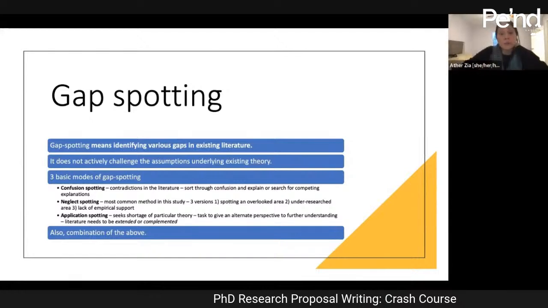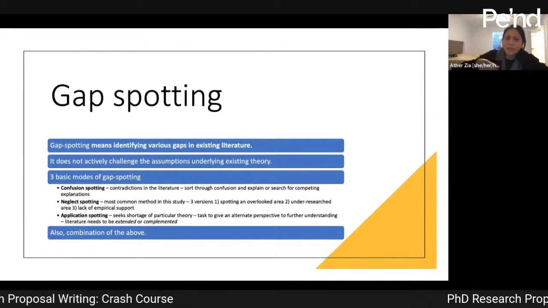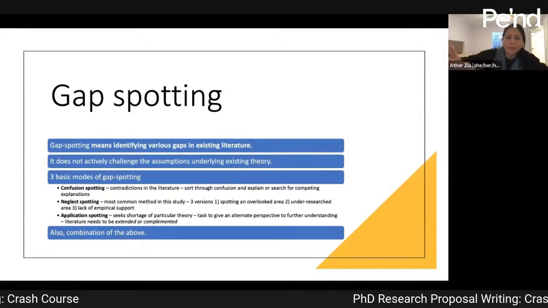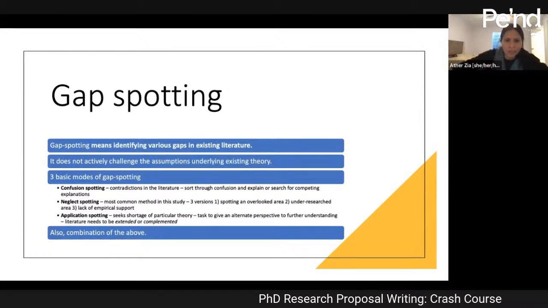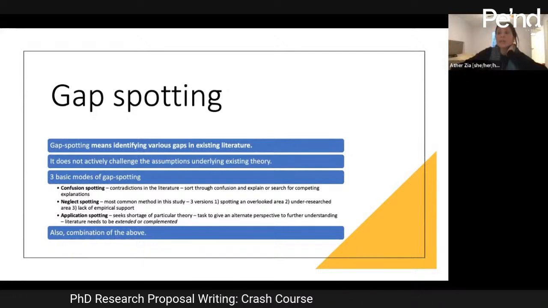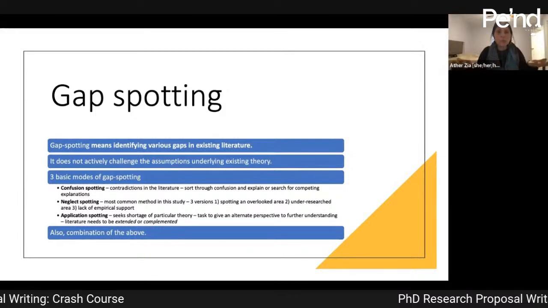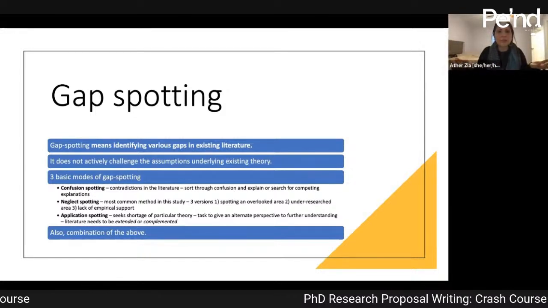And also, gap spotting is kind of safe. It doesn't challenge assumptions in the existing literature. It just addresses the gaps. So there are three basic ways you address these gaps. One is confusion spotting. That means when there are contradictions in the literature, you read two papers and both of them are saying something different.